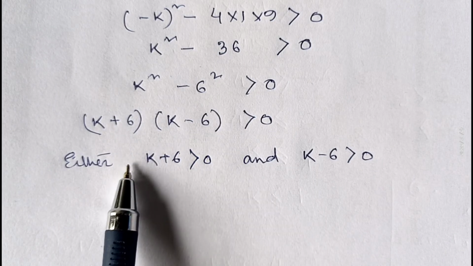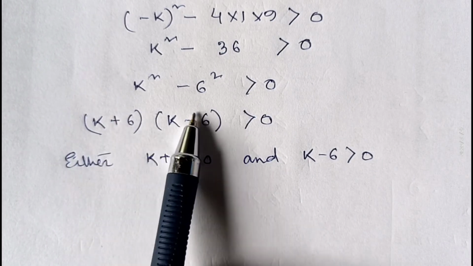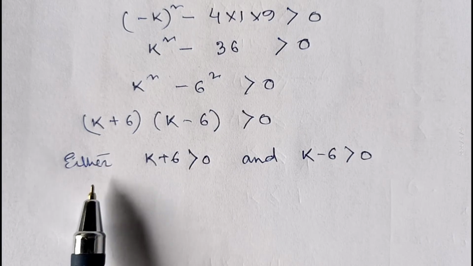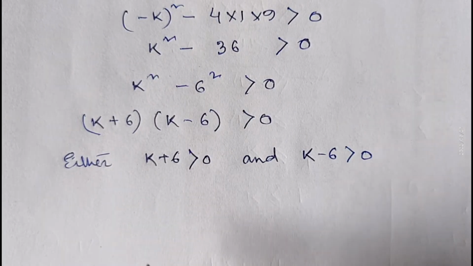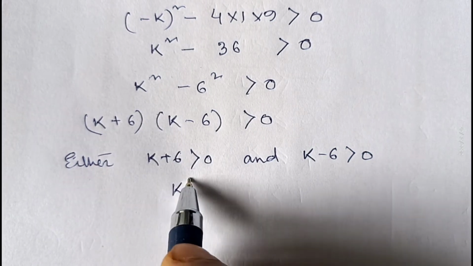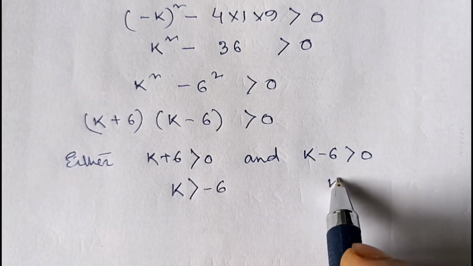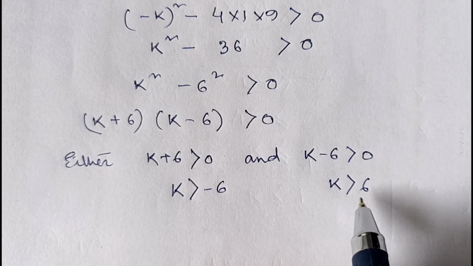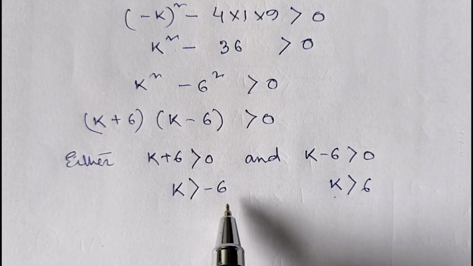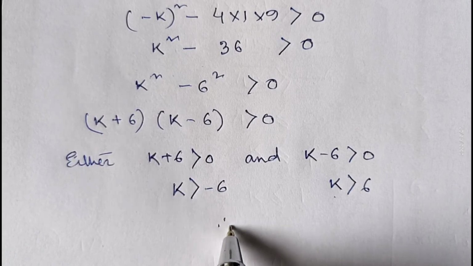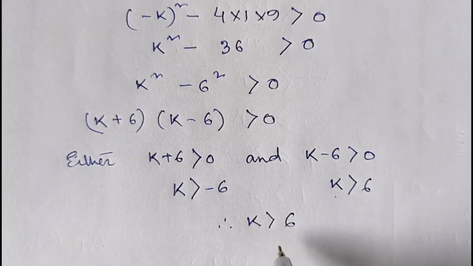So in the first case, we are considering this is positive and this is also positive. So we are writing k plus 6 greater than 0 and k minus 6 greater than 0. From here, k greater than minus 6 and k greater than 6. Since k is greater than 6, it will definitely be more than minus 6. From these two we can write, therefore, k greater than 6.